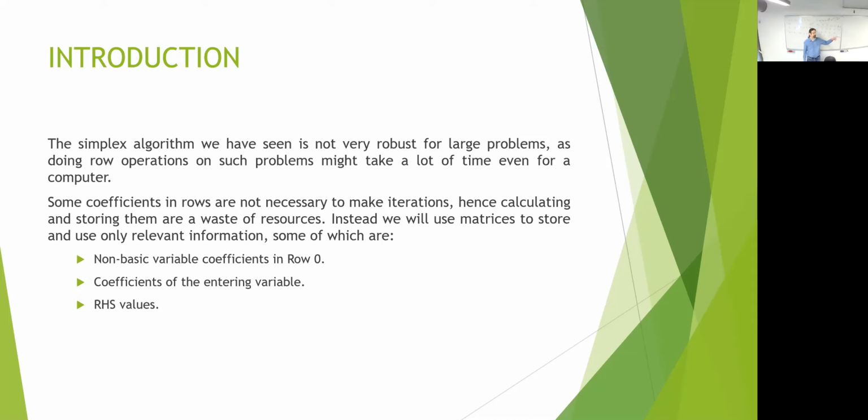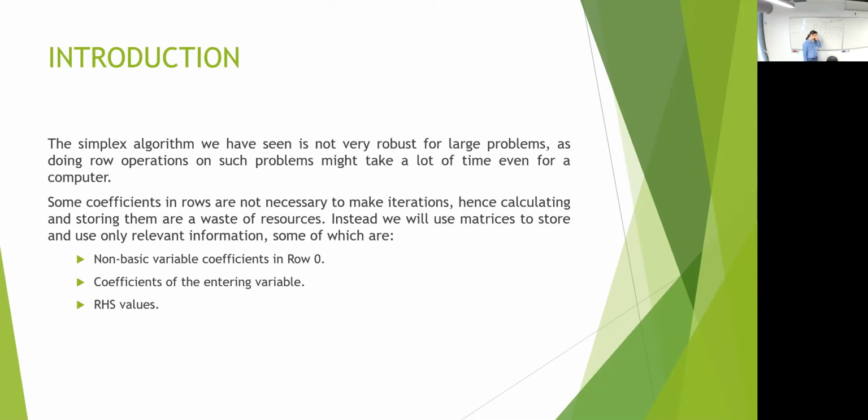But still, as you can see in the second paragraph, it says some coefficients in rows are not necessary to make iterations. We don't need to use them or calculate them at all. But we calculate them because we need to see the table in the next iteration so that we can use them later on if we need them. But with revised simplex, you can find a better way of calculating those values when you need them. As long as you don't need them, you don't calculate them. You only calculate them when you need them. So you just get rid of those unnecessary values. You will see how that happens later on.